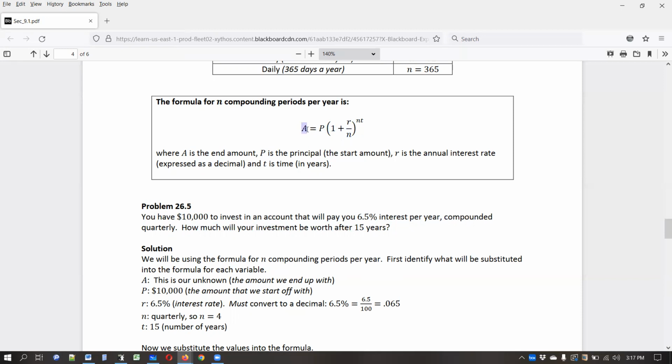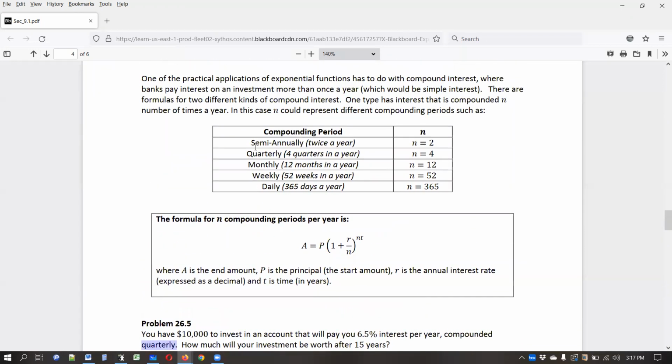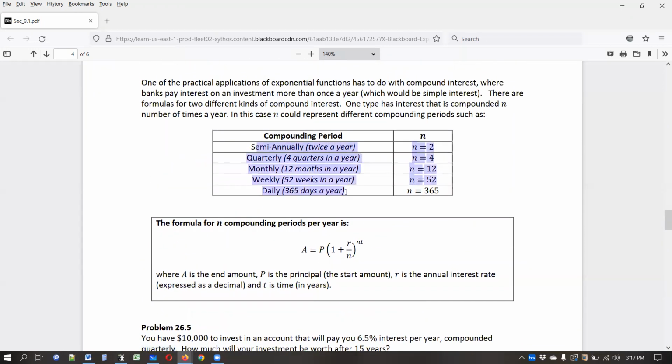So I am solving for A, the final amount. I know P, the initial amount, 10,000. I know R, 6.5%, which is 0.065. I know T, time, 15 years. And what is N? N is the number of periods we're going to compound in. And that's going to depend on this word right here. So this is going to be one of the possible scenarios as you see here.